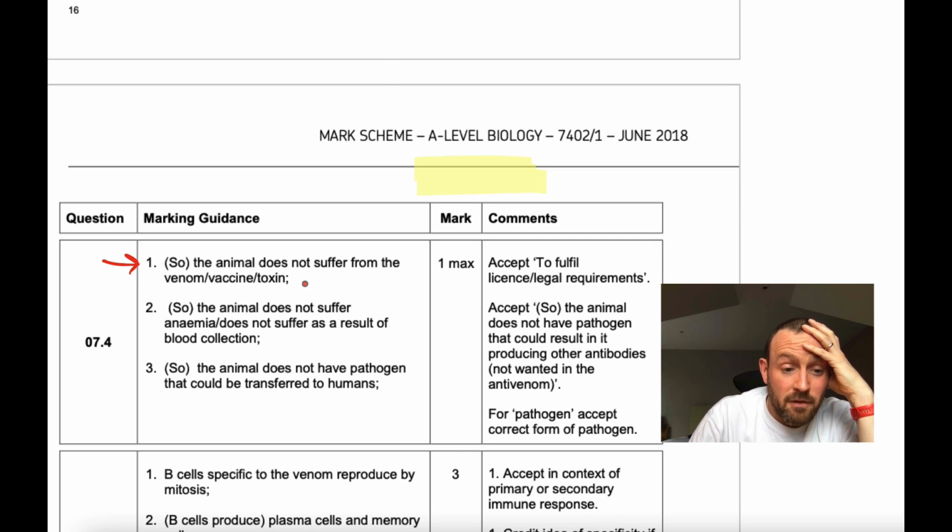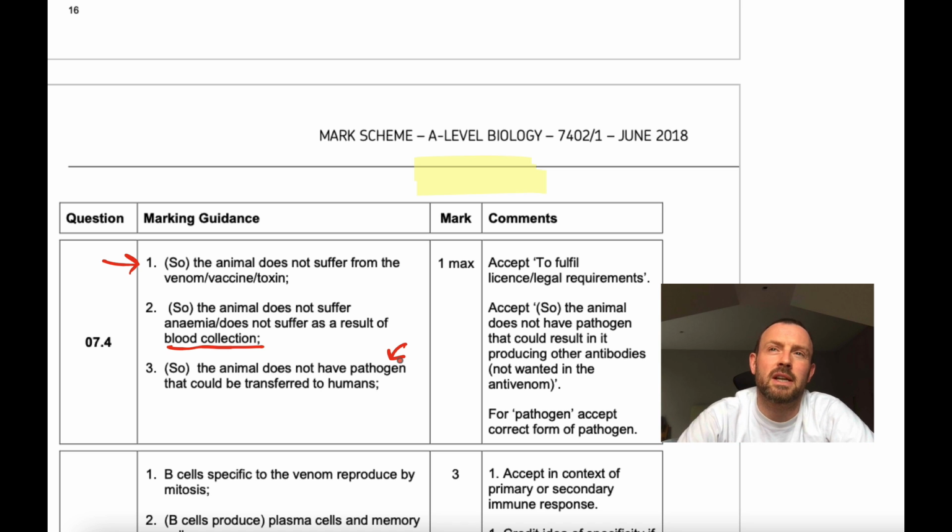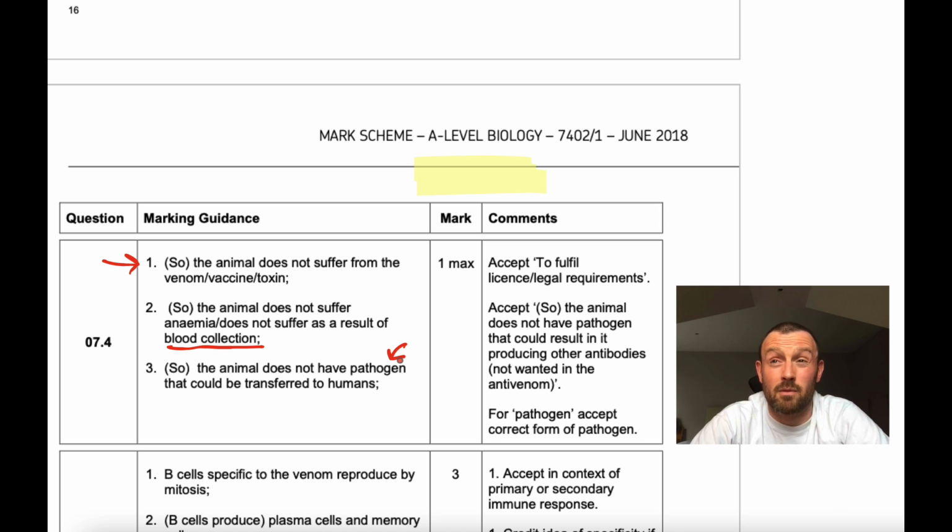Yeah, so here are the things you could have said. The animal does not suffer from the venom, vaccine, or toxin. It does not suffer anemia from the blood collection. Fair point. And also, the animal does not have a pathogen that could be transferred to humans. That's why they do that quarantine initially. If there was some sort of virus that could pass from a rabbit to a human, then potentially in your antivenom you might also be giving people rabbit virus. Which would be obviously potentially devastating, might unleash a new pandemic. So you don't want to do that. Let's move on.